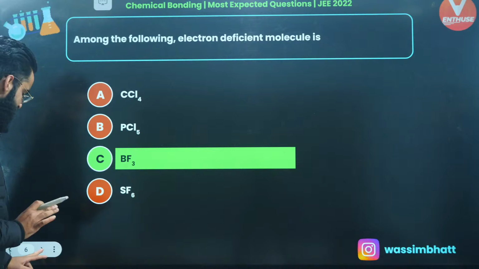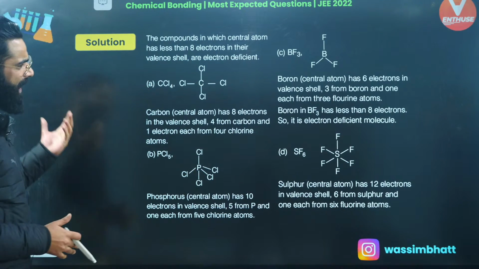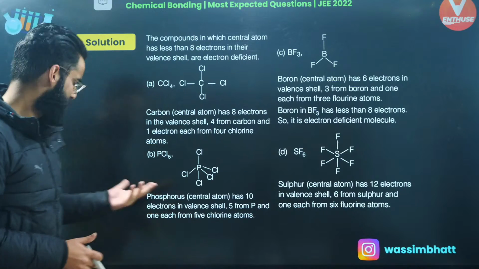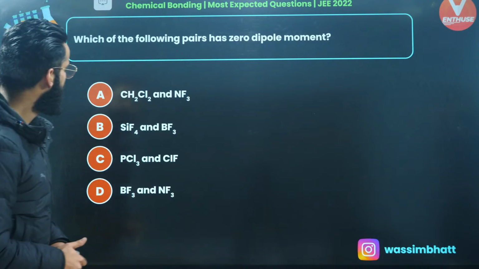A very simple and basic question from which I started. If you look at all the other molecules, their octets are not incomplete, so they are not going to be electron deficient. Moving on to one more.